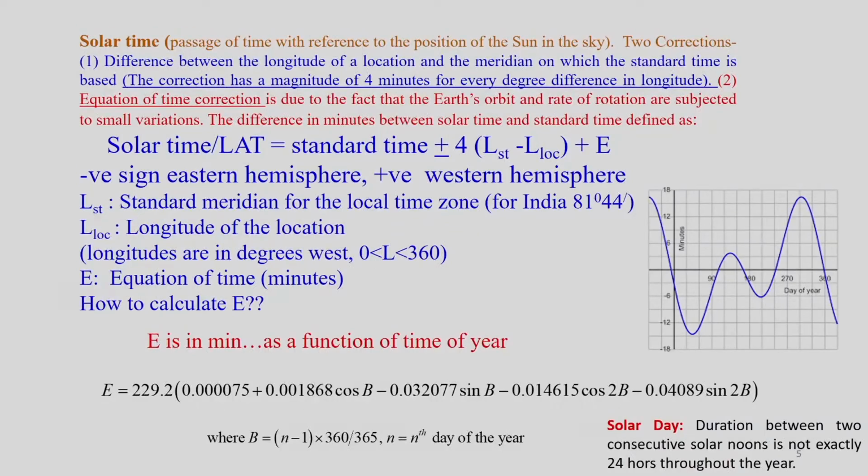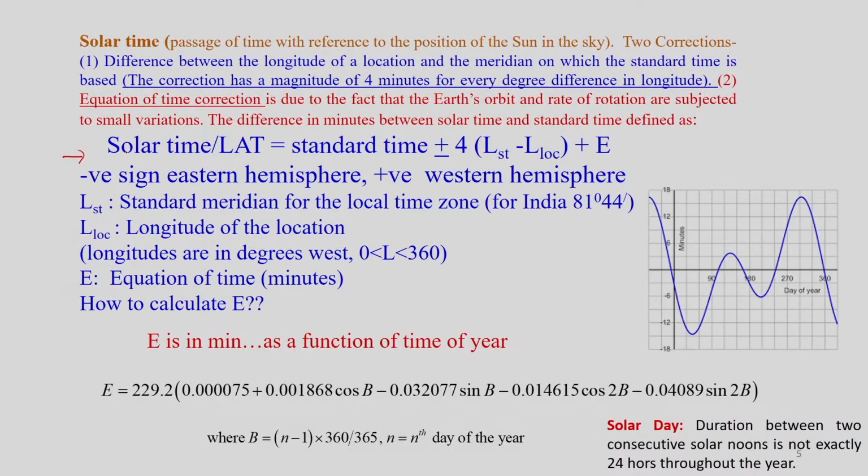And the second correction arises due to the length of the day. That is known as the equation of time correction. It is due to the fact that Earth's orbit and rate of rotation are subject to small variations, and it is the difference in minutes between the solar time and standard time. So, let us learn it mathematically.